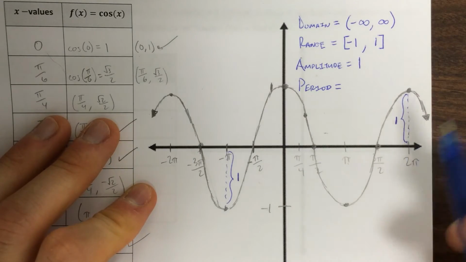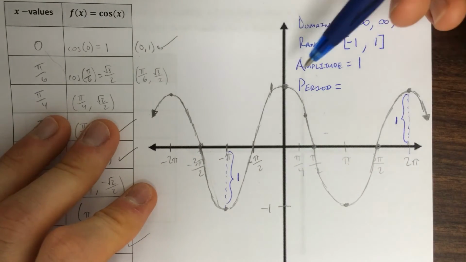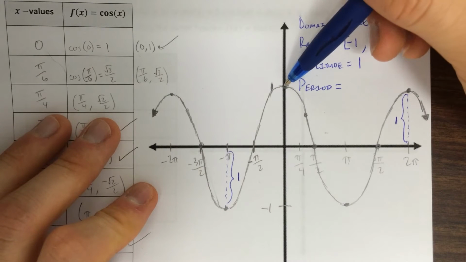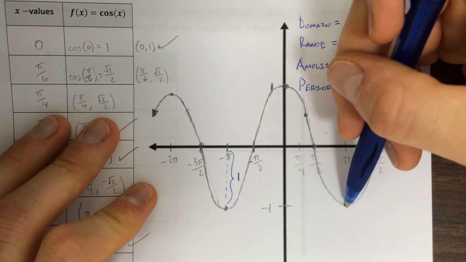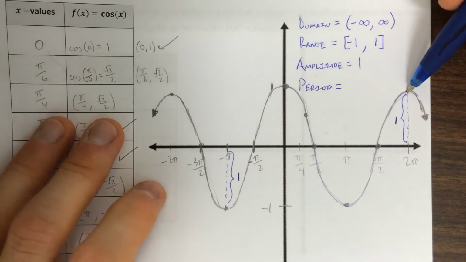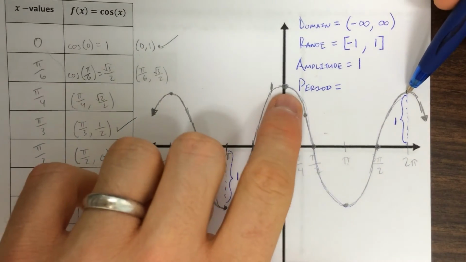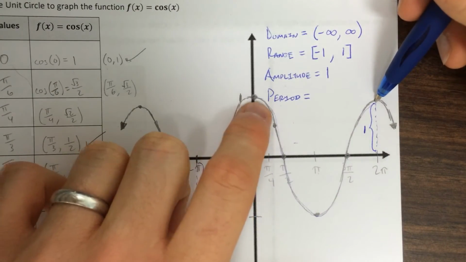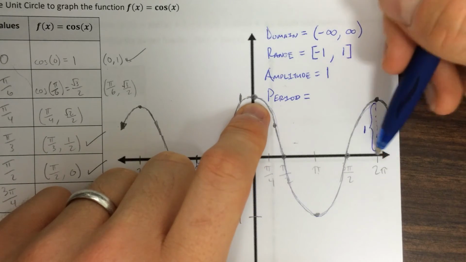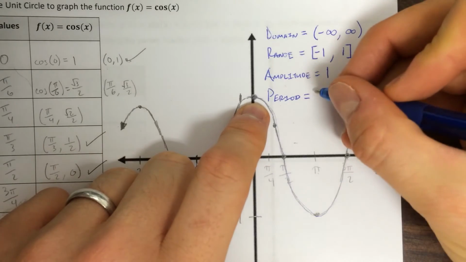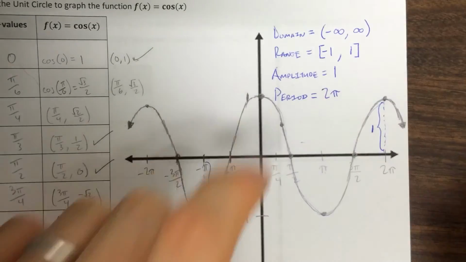And our period, it looks a little different, but let's look at it. If I start here, I'm going down to -1. I'm going back up to 1, which is where we started in terms of our y values for the function. And then it repeats. And where does it repeat? At 2 pi. So our period again is 2 pi.